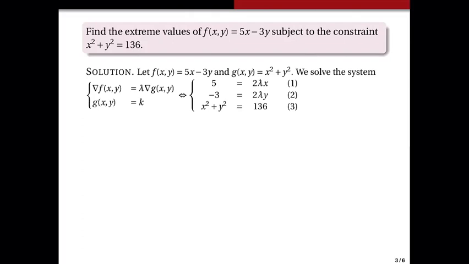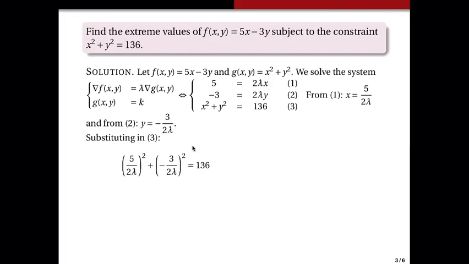So from equation 1, we can rewrite this as x equals 5 over 2 lambda. Similarly, from equation 2, we can rewrite this as y equals negative 3 over 2 lambda. So both x and y are written in terms of lambda. If we substitute these x and y into the third equation, we'll just have an equation in terms of lambda. So 1 equation and 1 unknown, therefore we will be able to solve for the value of lambda.